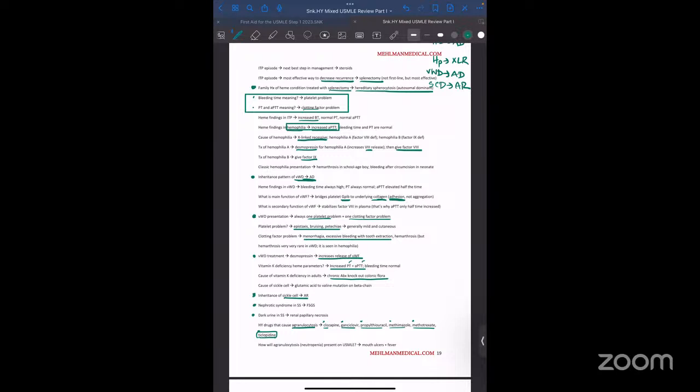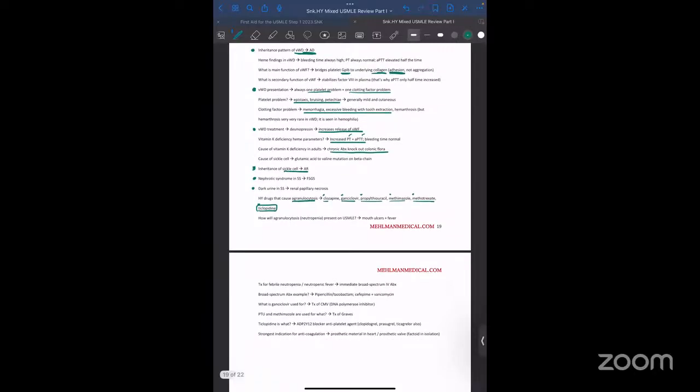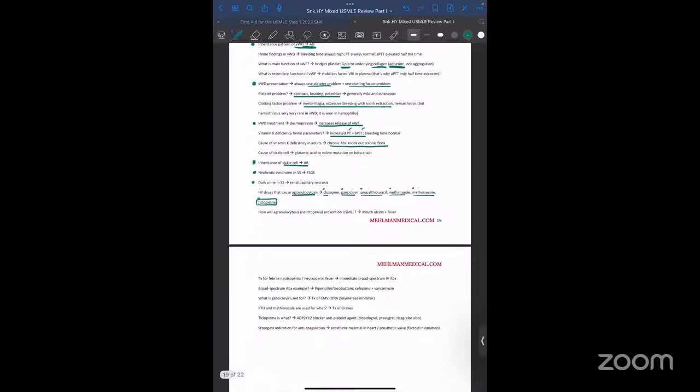How will agranulocytosis or neutropenia present on USMLE? Mouth ulcers plus fever. Treatment for febrile neutropenia is immediate broad spectrum IV antibiotics. Examples are Piptaz, piperacillin-tazobactam, or cefepime plus vancomycin.